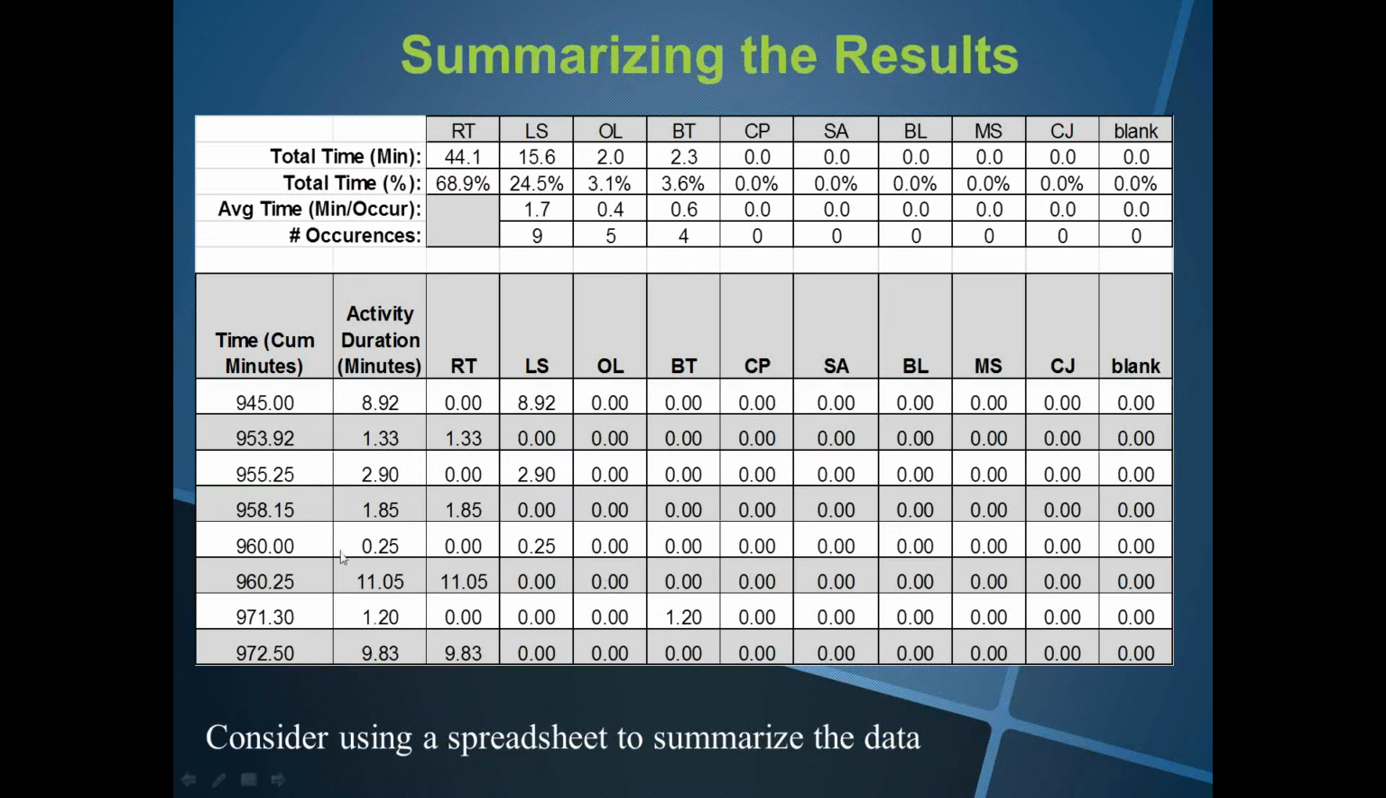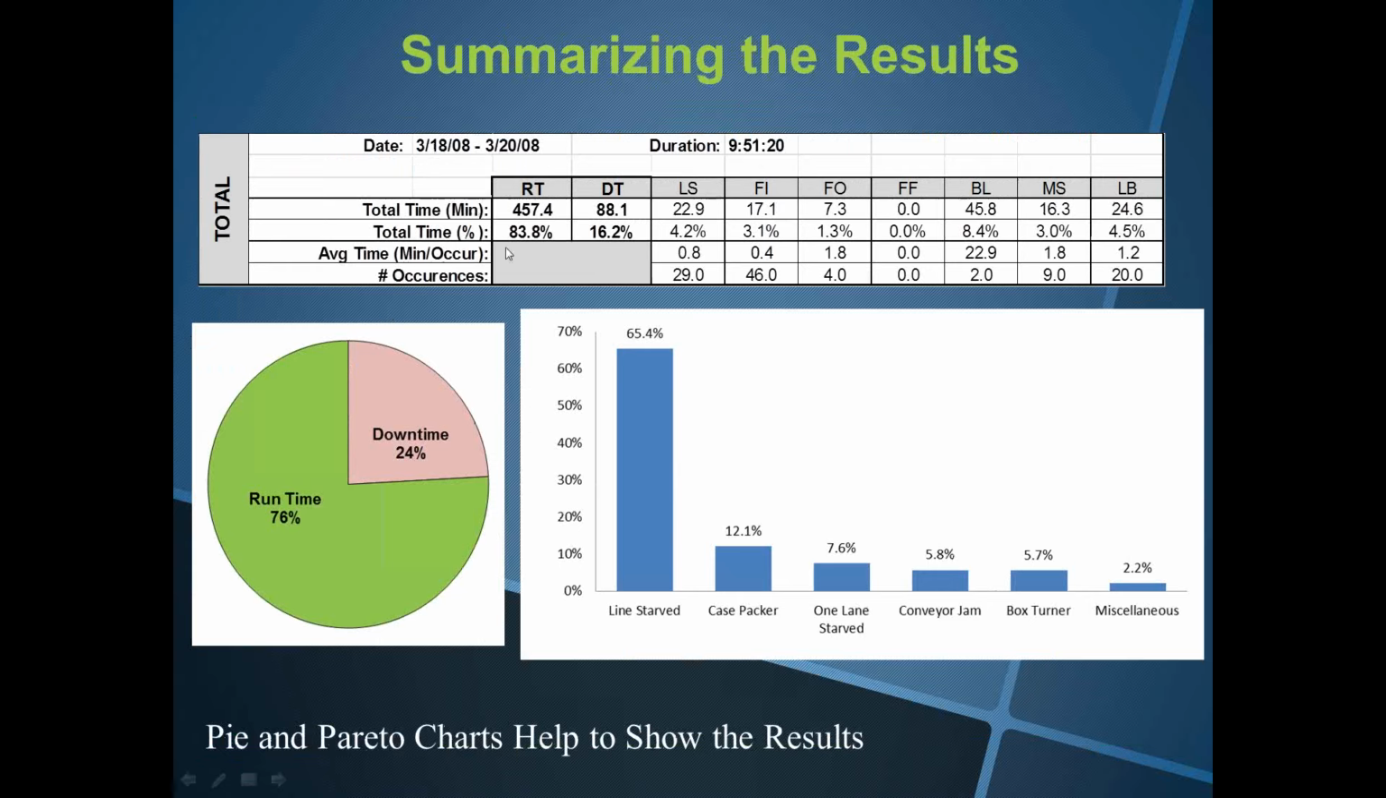So we collect this information, we summarize it, and here are some different ways to summarize. I already showed you this way, just putting it into tables. We can certainly put it into pie charts. This is a very simple pie chart: 76% runtime, 24% downtime. And then we can also create things like Pareto charts. This is percentage of downtime, relative to this 24%. So 24% of the time was down. Of that, 65.4% of that downtime was related to the line being starved, and so on and so forth.